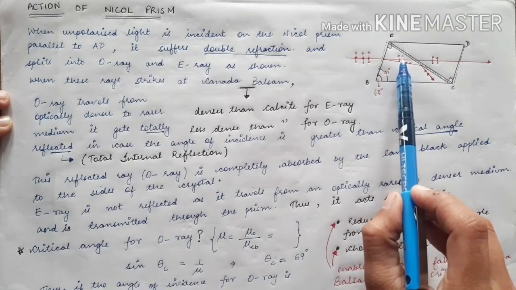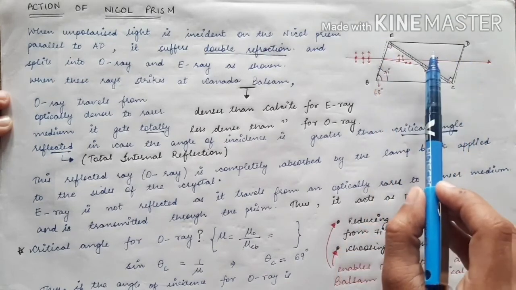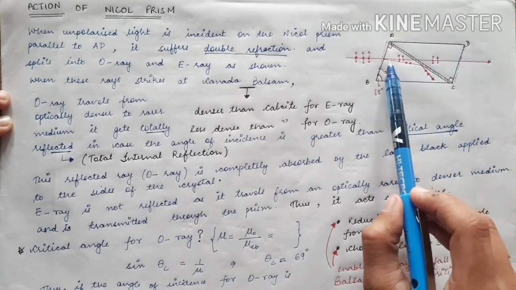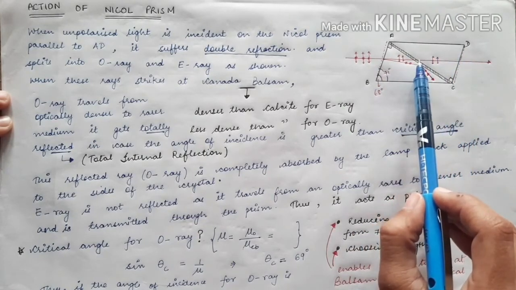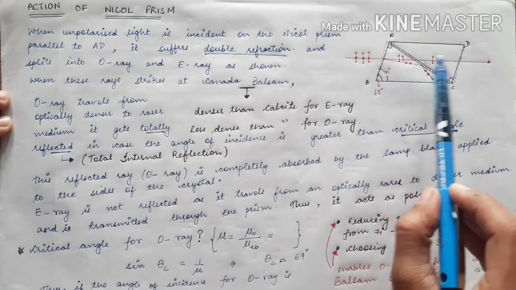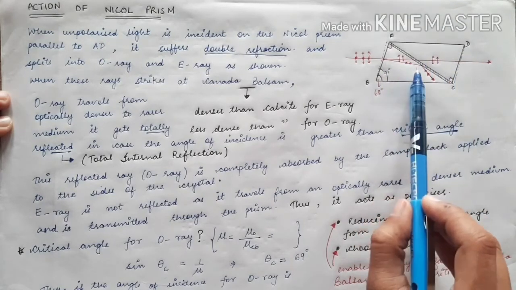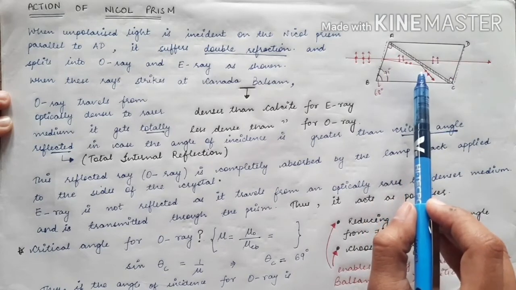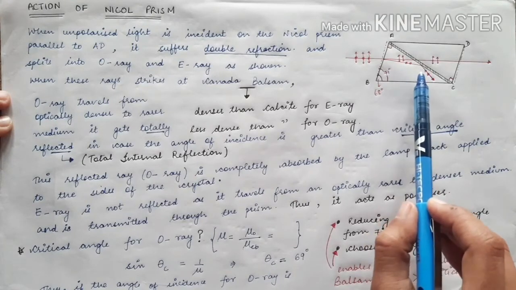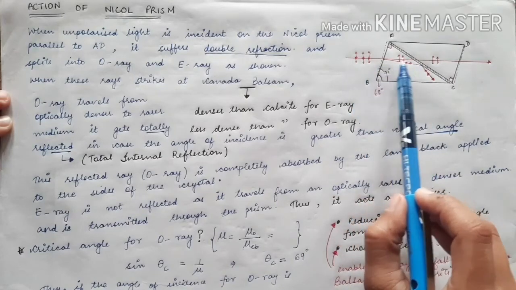Now the extraordinary ray has its vibrations of electric field in the plane of the principal section. The principal section which I have drawn is in the plane of the paper, and the E ray, the extraordinary ray, has vibrations of electric field in the plane of the paper, or you can say in the plane of the principal section of the Nicol prism. Then the other ray, called the O ray, has vibrations of electric field which are perpendicular to the plane of paper, or perpendicular to the principal section of the Nicol prism. The incident ray gets divided into these two rays.